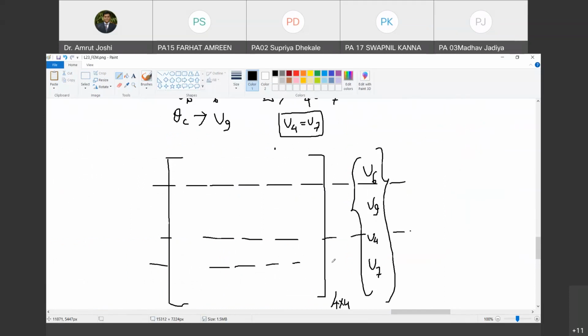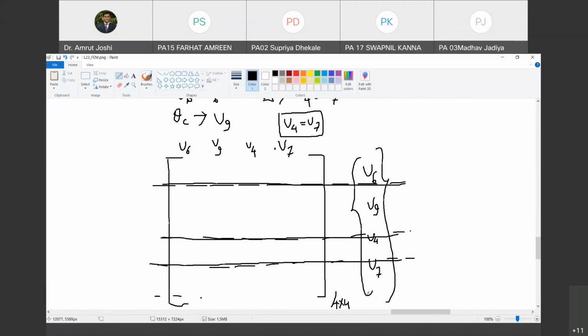U9, U4, and U7. So here also I will have U6, U9, U4, and U7. Agreed? Yes, sir. What I'm going to show is we are going to prove the equivalence of above equation with the equation that we have got from finite element map. Are you with me? Yes, sir.